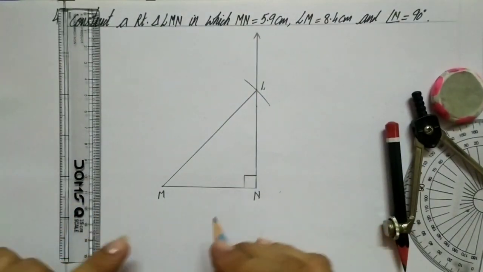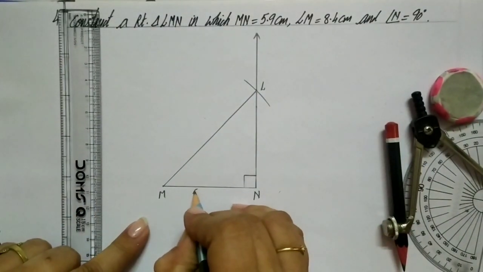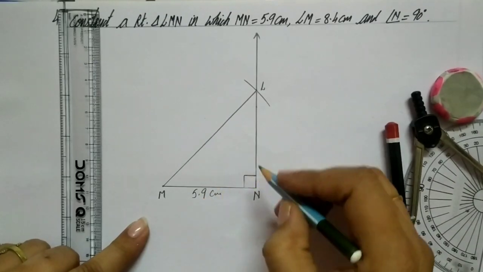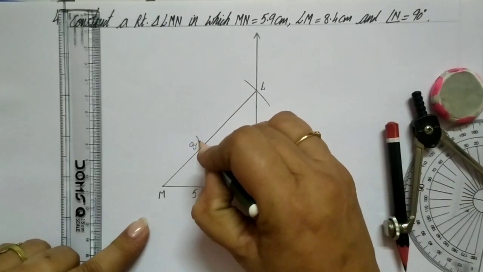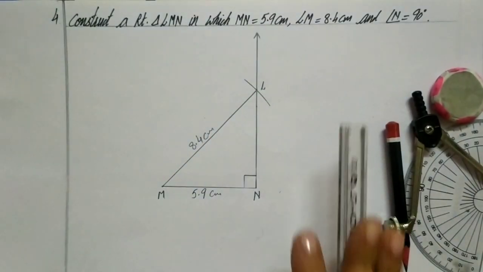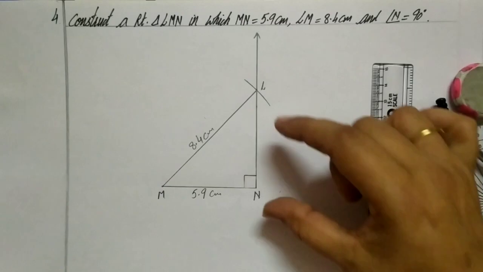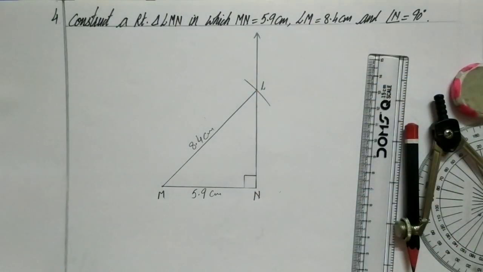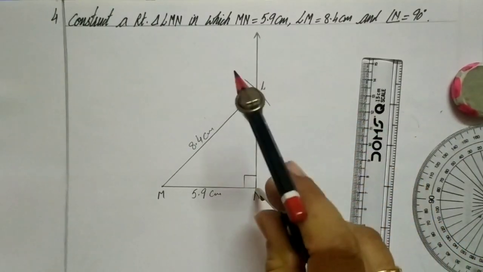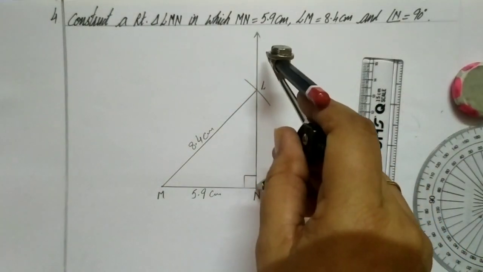So after that write down the measurements of the segments. MN is 5.9 centimeter and LM is 8.4 centimeter. In some of the cases you will see that the length of the altitude will be given. In that case you will take this point as center and you have to mark the arc on this arm.